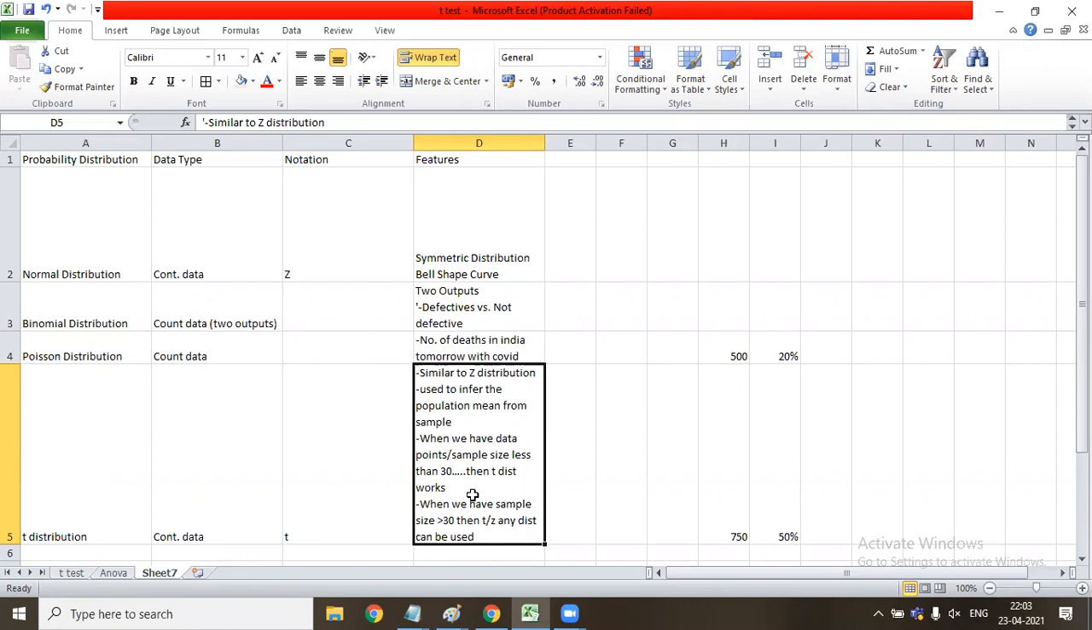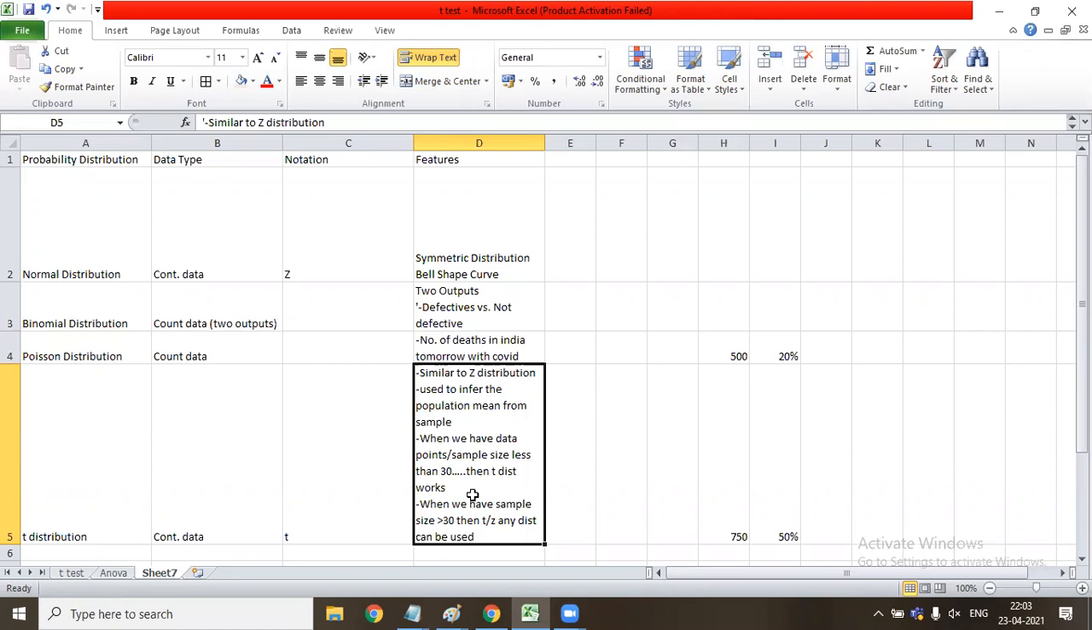Okay, sir. Now, another is the F distribution. Yes, sir. So if we talk about the total distributions, there are more than 100 distributions in total. But the common ones we have been discussing.